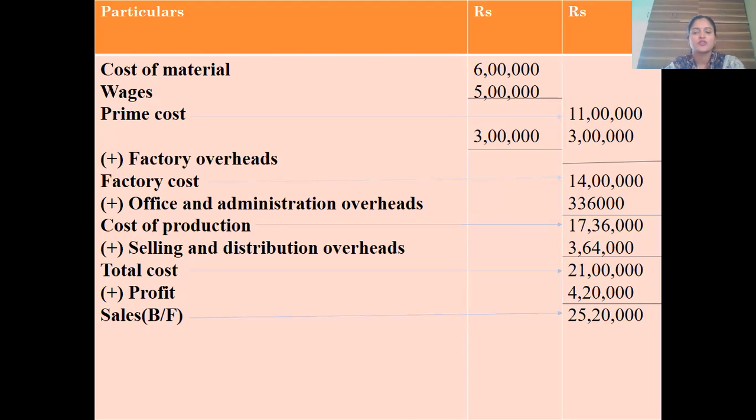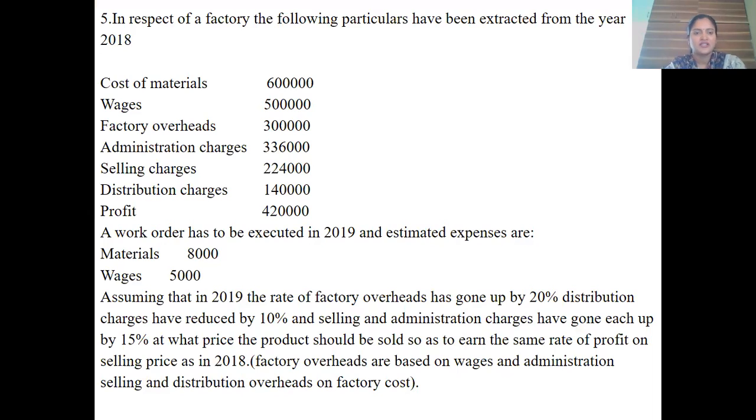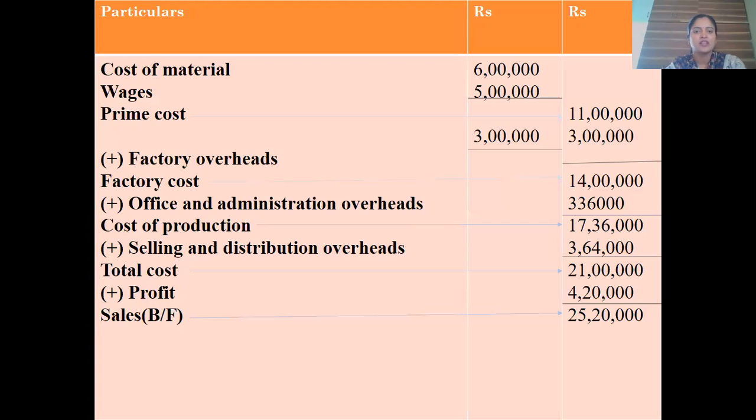And selling and distribution they have given here. Selling and distribution is 2 lakh 24,000 and, sorry, 1 lakh 40,000 they have given. So add these two, you are going to get 3 lakh 64,000. So the total cost, adding all the expenses, you are going to get the total cost is 21 lakhs. Sales they have already given in the problem, that is 25 lakhs 20,000. And the profit you are going to get is 4 lakh 20,000.